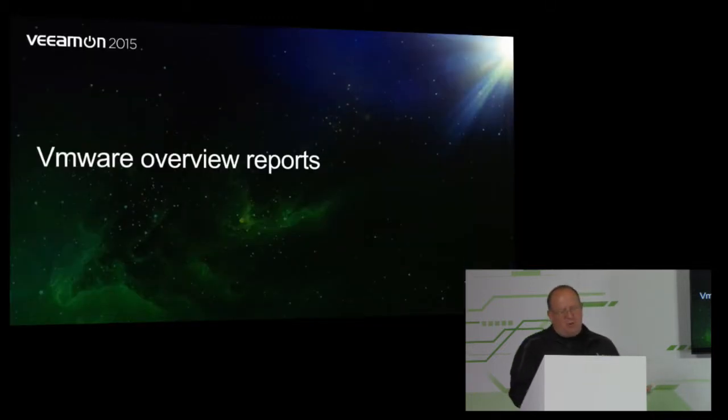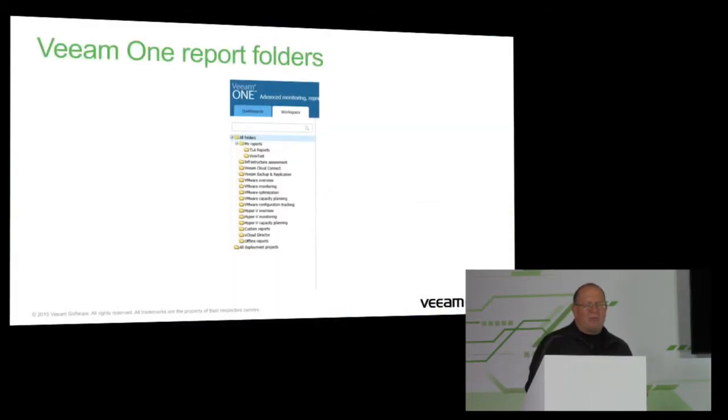We've got a whole bunch of folders, as you can see here. We've got optimization reports, we've got monitoring reports, we've got capacity planning reports. What I'm just going to show here is some of the reports that we have, where to find them, and what kind of information you can get out of them. Obviously, there are probably too many reports to talk about, but we'll go over some of the top ones.